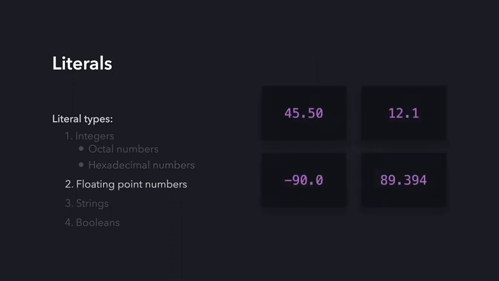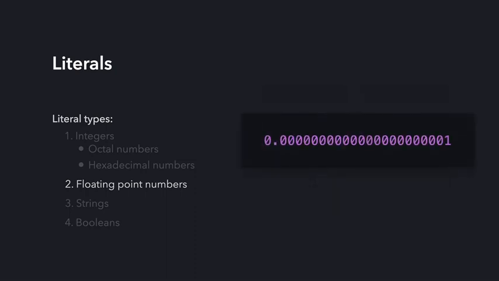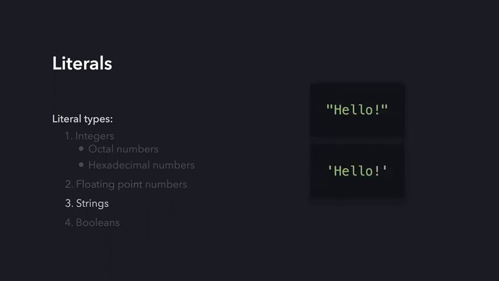Then there is another type of number, namely floating point numbers. A floating point number has a non-empty decimal fraction. Numbers that contain a lot of decimals can also be written with an e in order to represent the number in a more economical form. Then there are strings, which are used to represent text.